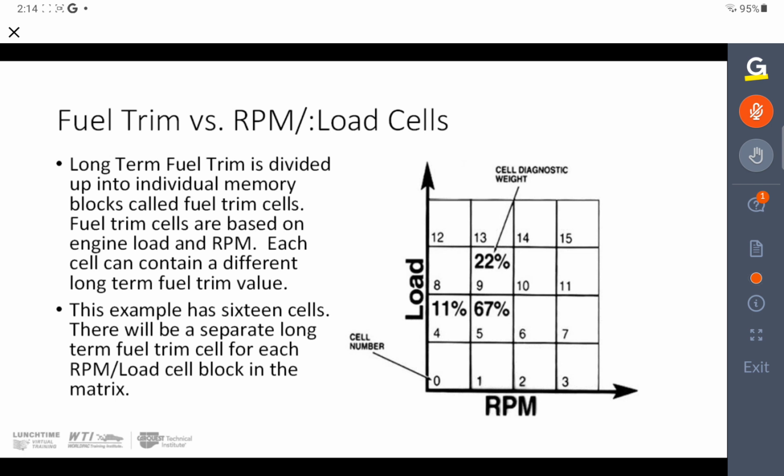Every emission component and system is going to be tested in different fuel trim cells, and that's all calculated and figured out in the programming of the vehicle.